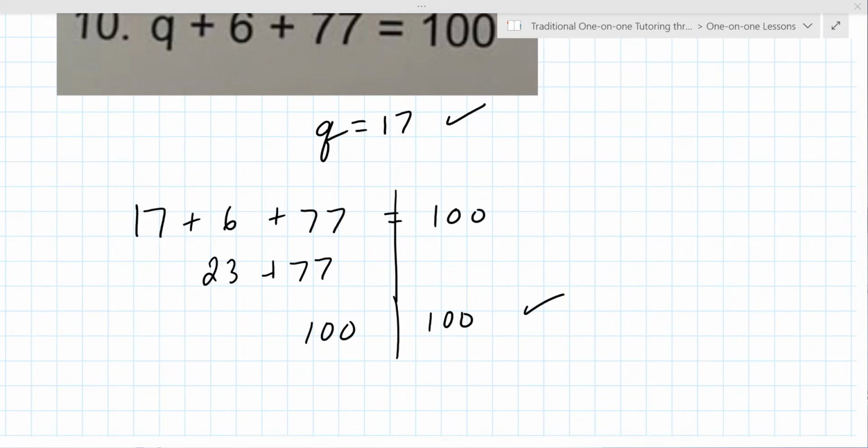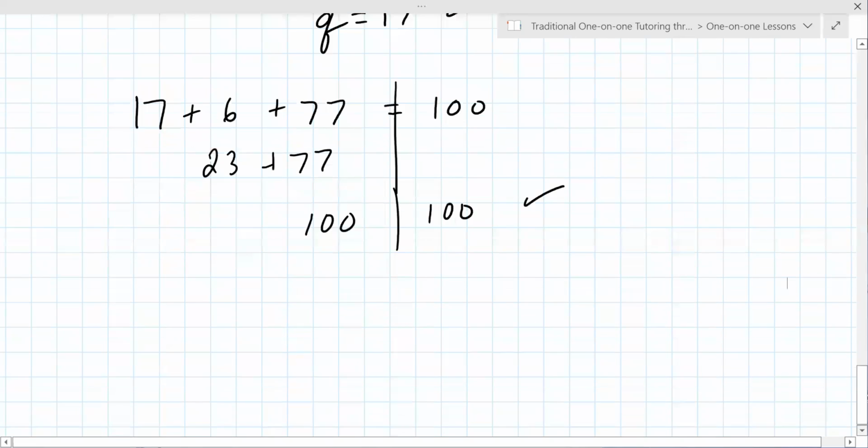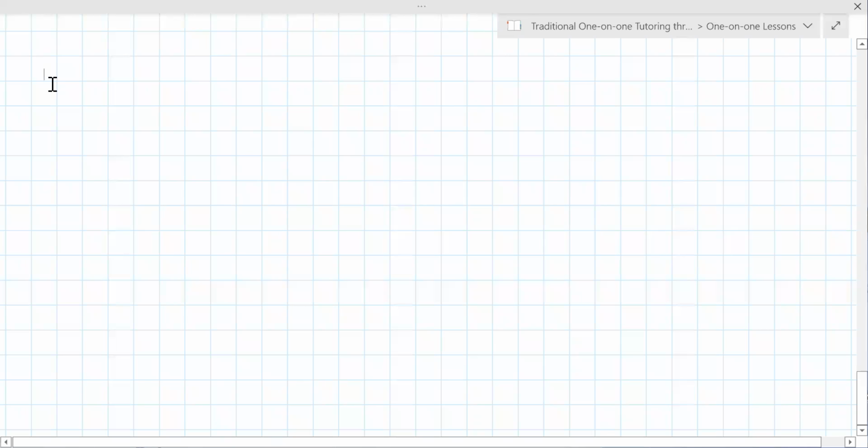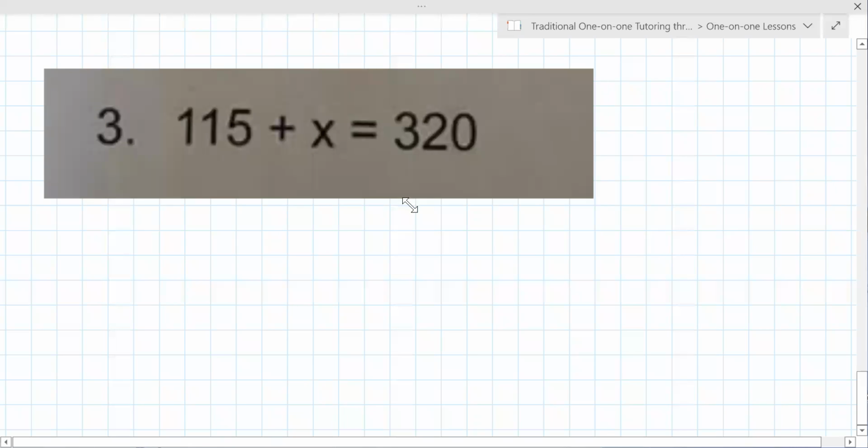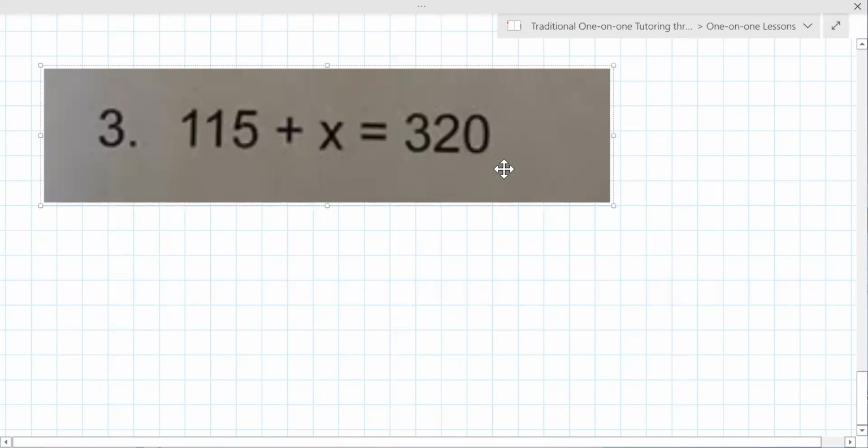So let's have you try number 3 from the first page. I know I'm having you move around a little bit, but you do seem to understand. Okay. Let's try this one. I want you to tell me your answer, and then we'll do the check together.